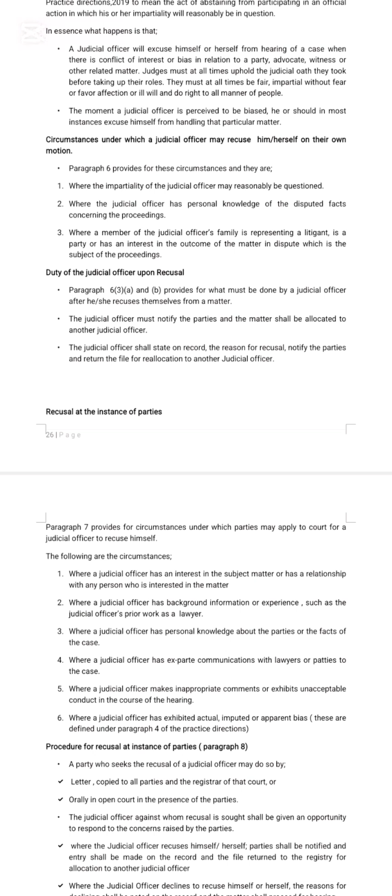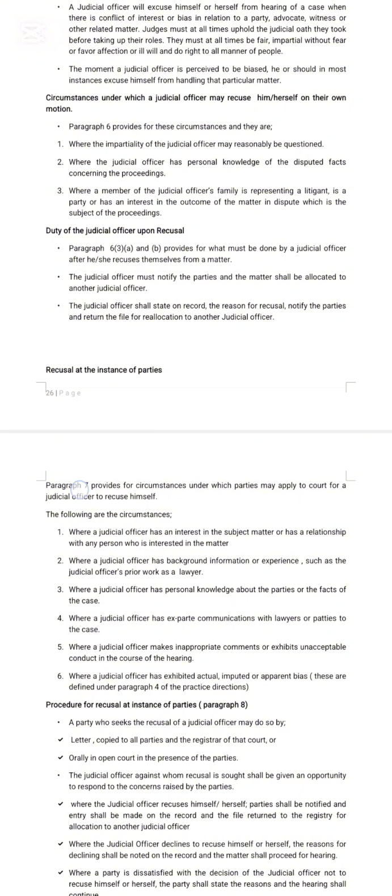So basically, paragraph 6 gives you situations where the court will think that there is an interest that you must recuse yourself. And one, we see where the impartiality of the judicial officer may reasonably be questioned. Assume, for example, you are in a body, and then that body has come to litigate. For example, you belong to a certain group, and that certain group is the one who are the litigants. Then where the judicial officer has personal knowledge of the disputed facts concerning the proceedings. So where you have knowledge of the facts also, you must recuse yourself. And where a member of the judicial officer's family is representing a litigant.